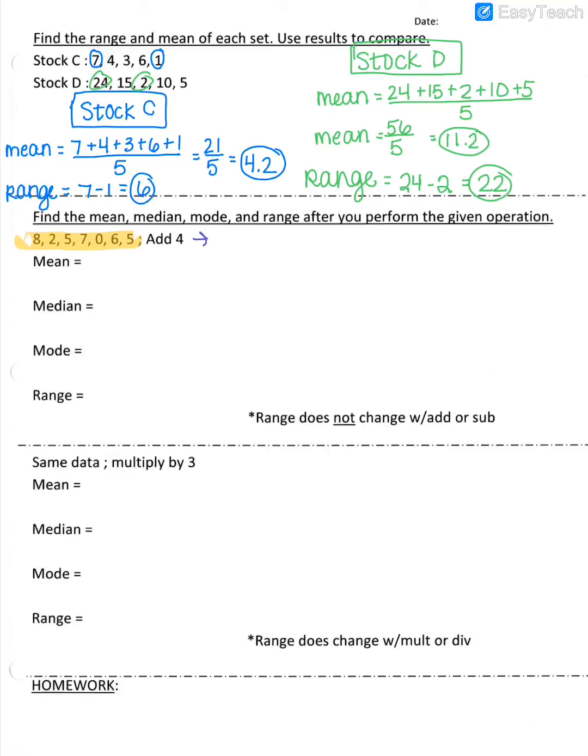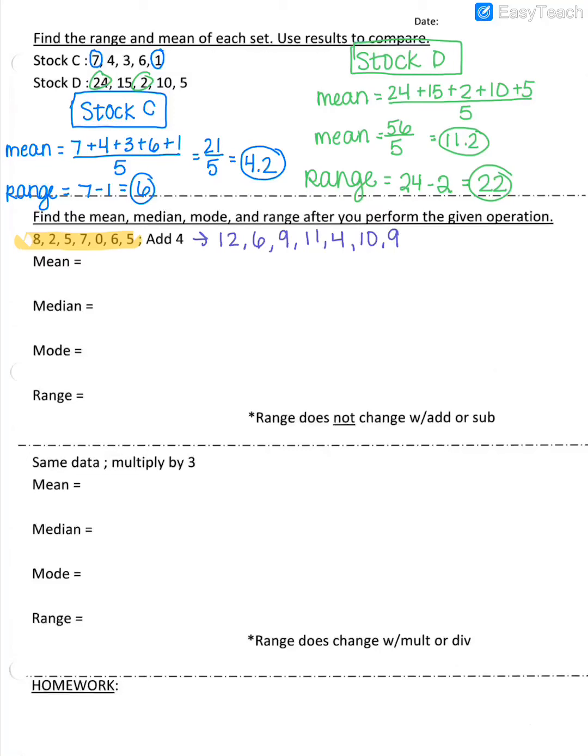Sorry about that. All right, so I'm going to add 4 to all of them. So I'm going to get 8 plus 4, which is 12. 2 plus 4 is 6. 5 plus 4 is 9. 7 plus 4 is 11. 0 plus 4 is 4. 6 plus 4 is 10. And 5 plus 4 is 9. So this is my new set of data.